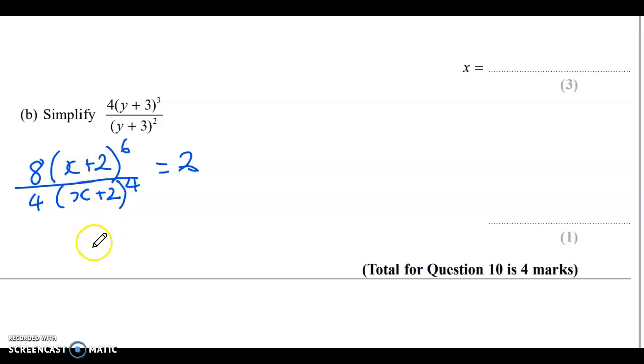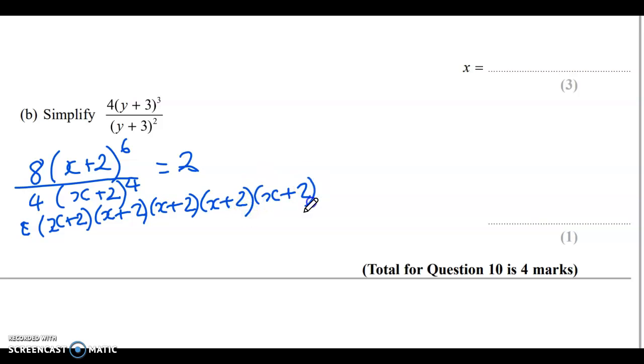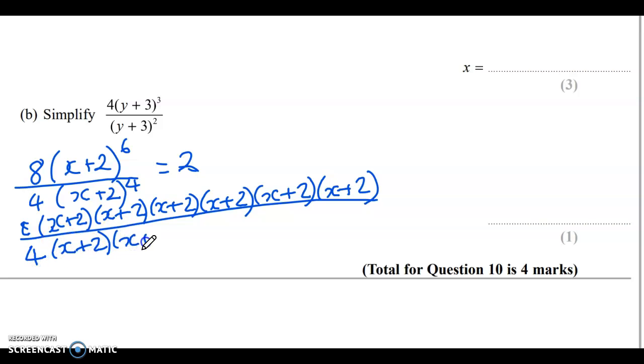Yeah, so if I was going to write this out in full, I'd have 8 at the start and have x plus 2, then another x plus 2, then another x plus 2, I'm up to 3, then another one, 4, then another one, 5, then another one, 6, yeah? And that would all be over my 4 at the start, and then I'd have 4 of these, so 1, 2, 3, and 4, okay?